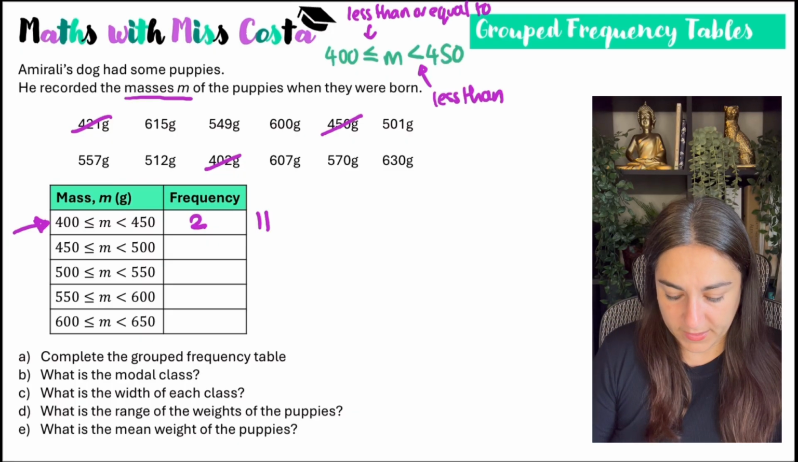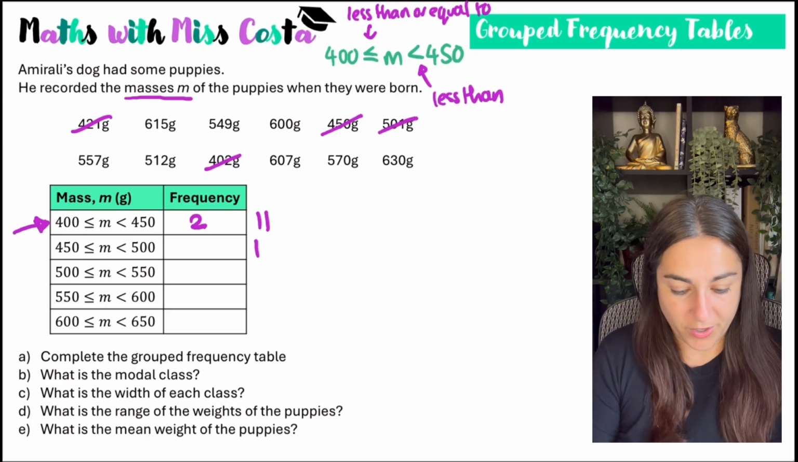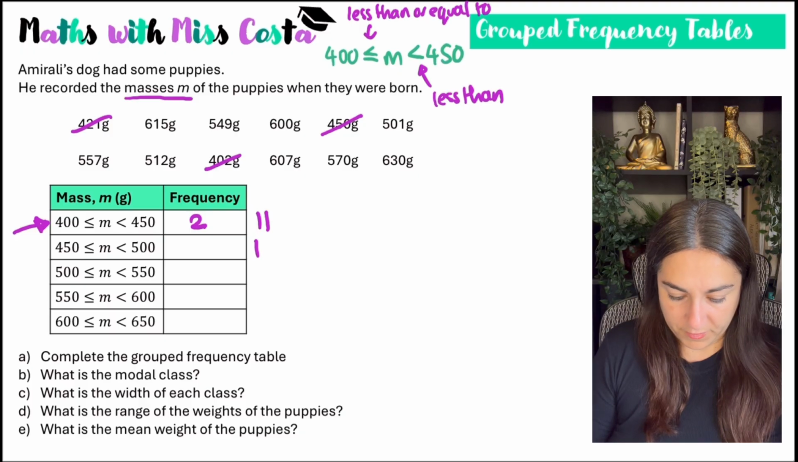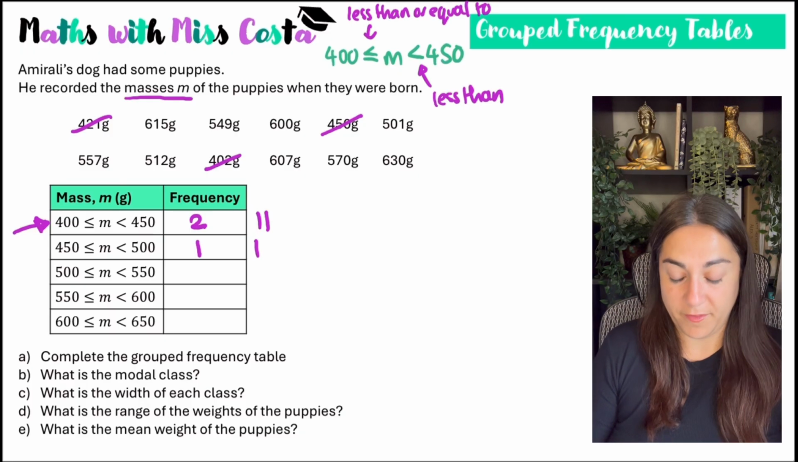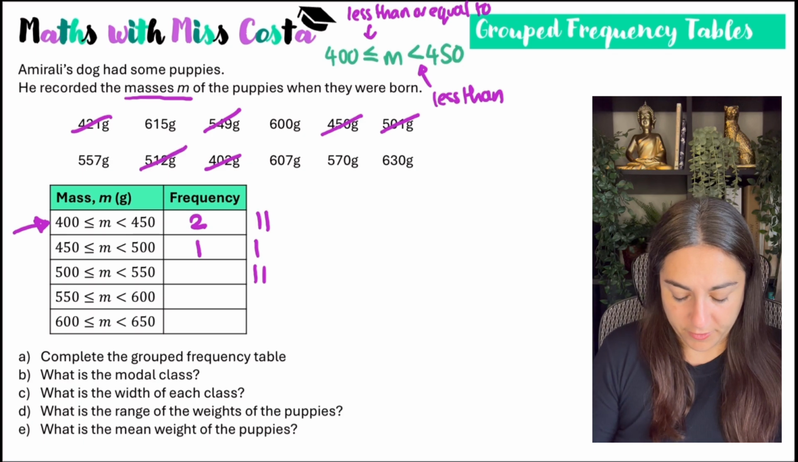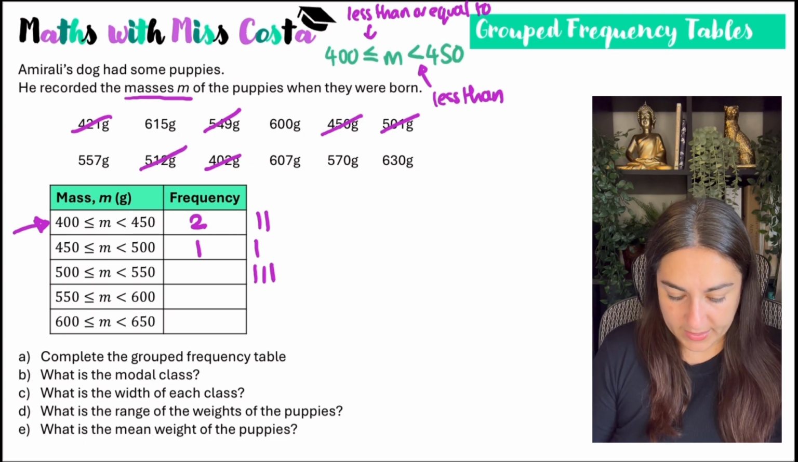Next, I've got between 450 and 500. So that's 450 is 1. 501 would go in the next one. 450 and 500, that's it. So that's just 1 puppy. Then we've got between 500 and 550. So 501, 549, that's 2. 512, that's 3. And that's all I've got there. Then between 550 and 600, so 557 and 570, that's 2.